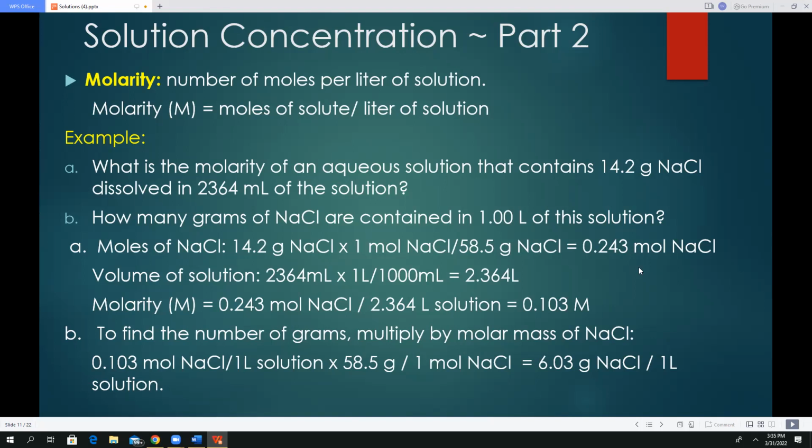Over the liters, which is 2.364 liters, because it's got to be over liters, then you get the molarity of this solution is going to be 0.103 molar. Okay, and that's how you do that. And remember, to find the number of moles, you have to do that.